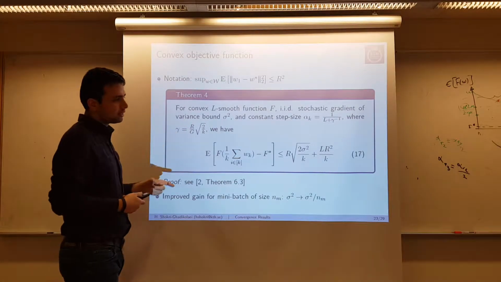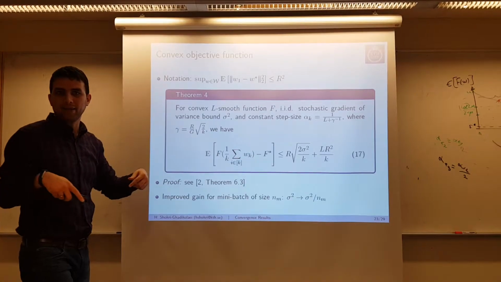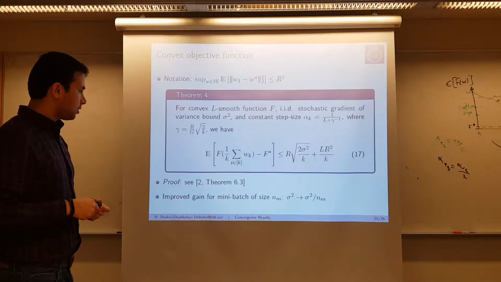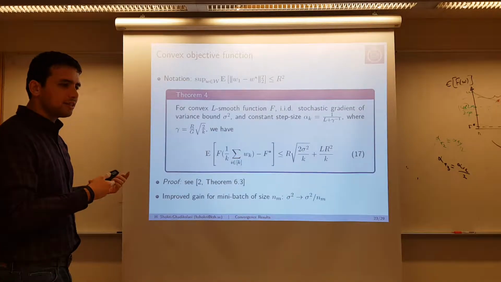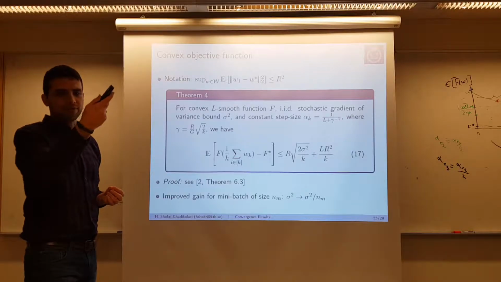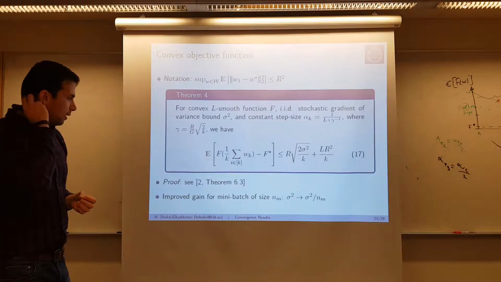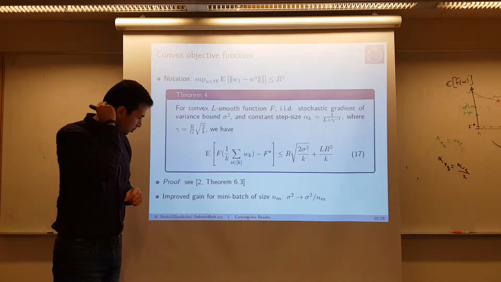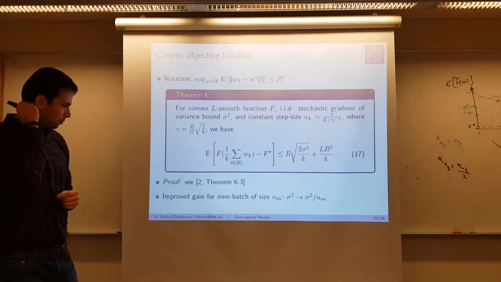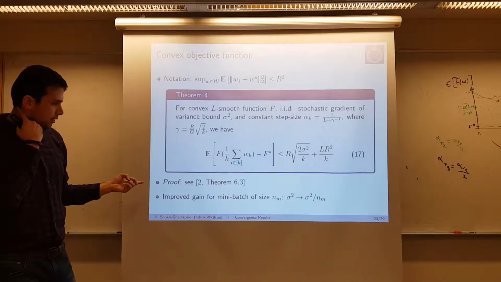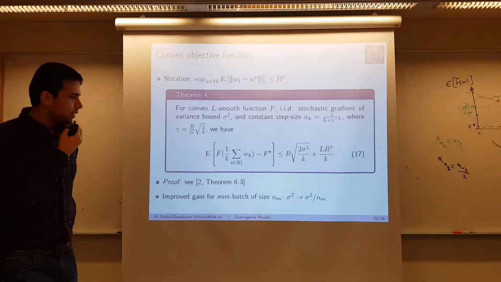But at the end of the day, you can see that this convergence rate is 1 over k again. So it's not linear. By linear, again, it means that it should be of order of something to the power k. And for the proof, you can see this Bubeck book chapter, and let me see.